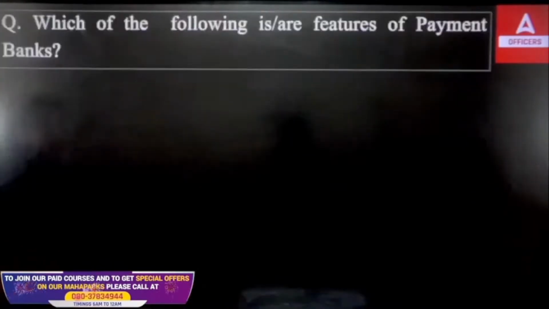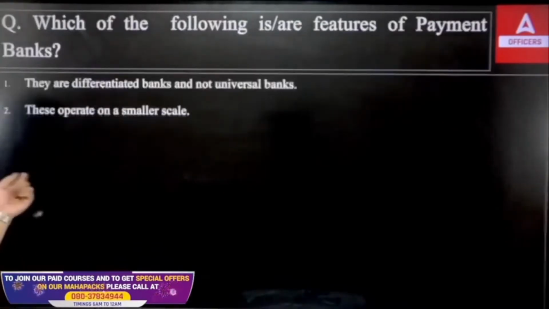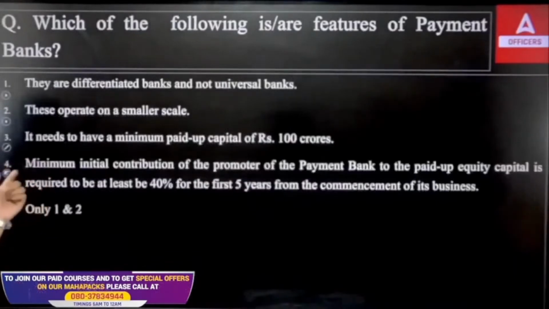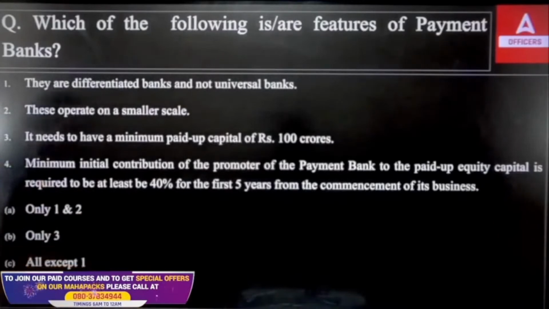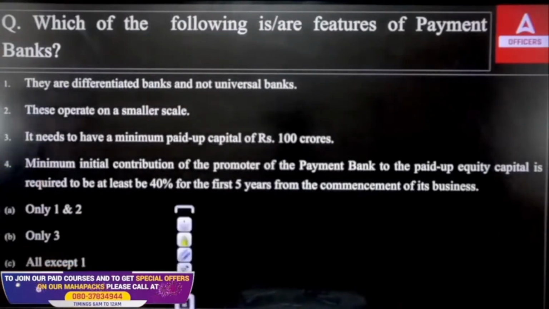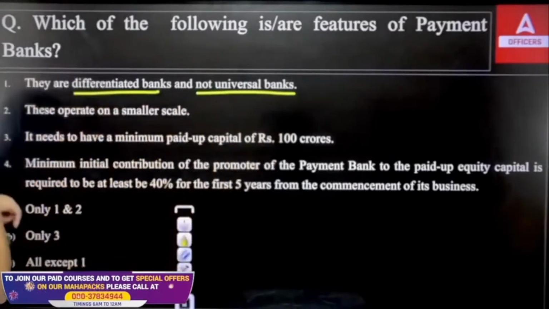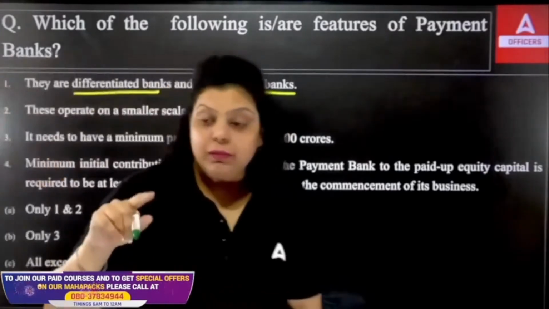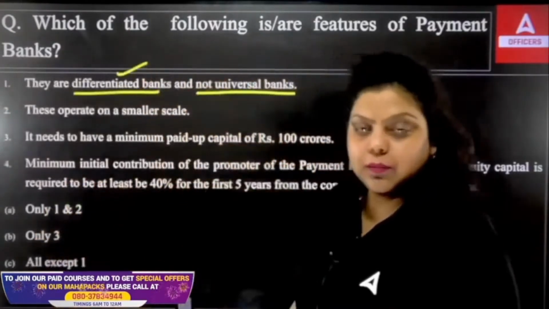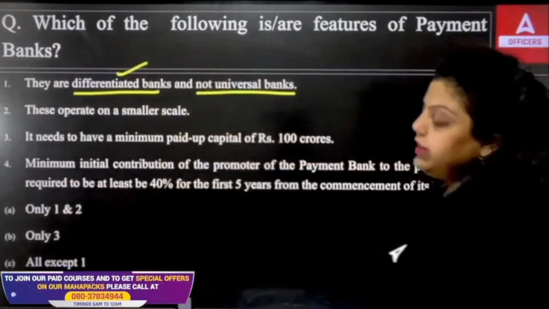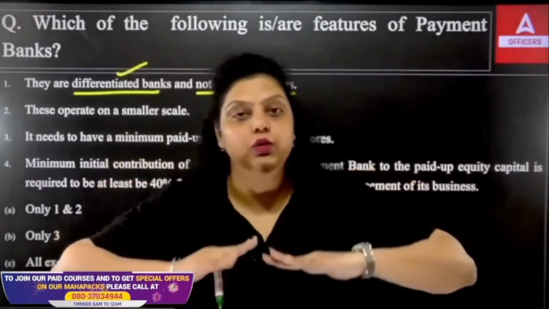Next question, which of the following are the features of a payment bank? You have these 4 features, out of which you have to decide which is the feature of a payment bank. First, they are differentiated banks and not universal banks. I have just told you that payment banks are differentiated banks, so this is correct. But what about universal banks? They are not universal banks. Actually, universal banks are those banks which provide all the services under one roof.